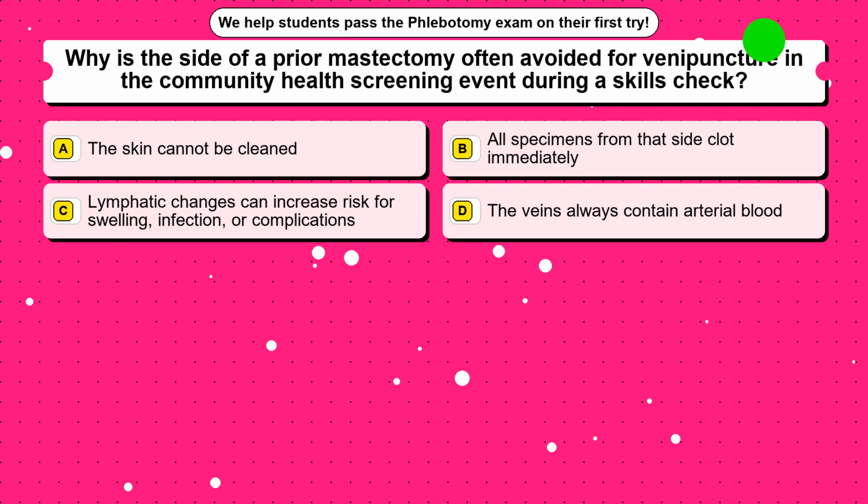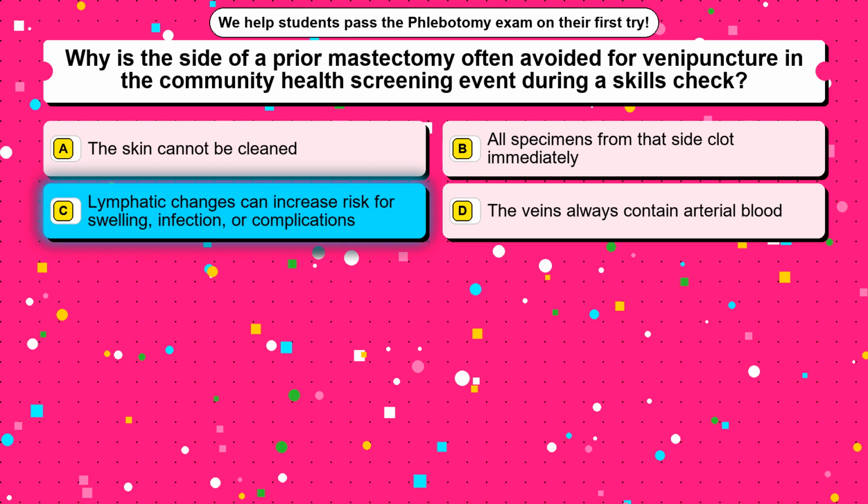Question 30. Why is the site of a prior mastectomy often avoided for venipuncture in the community health screening event during a skills check? Option A. The skin cannot be cleaned. Option B. All specimens from that side clot immediately. Option C. Lymphatic changes can increase risk for swelling, infection, or complications. Option D. The veins always contain arterial blood.